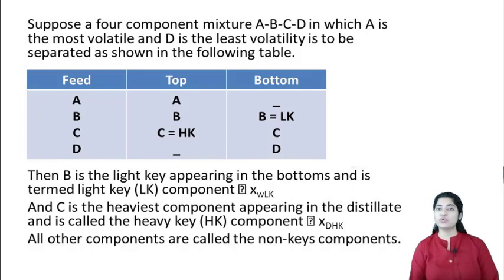Similarly, D is only present in bottom, which means it is your least volatile component, whereas B and C are both present in your top and bottom parts. Now, suppose B is present in majority in top, then it is your light key component. Similarly, C, if it is present in majority in bottom, is your heavy key component. This way you differentiate your components as light key and heavy key.